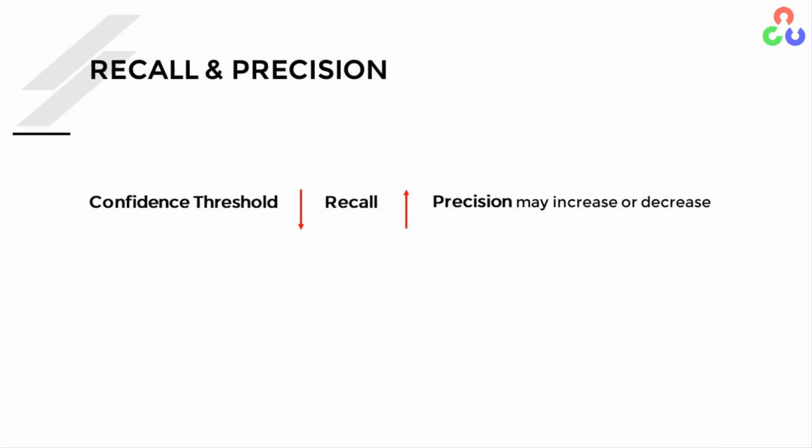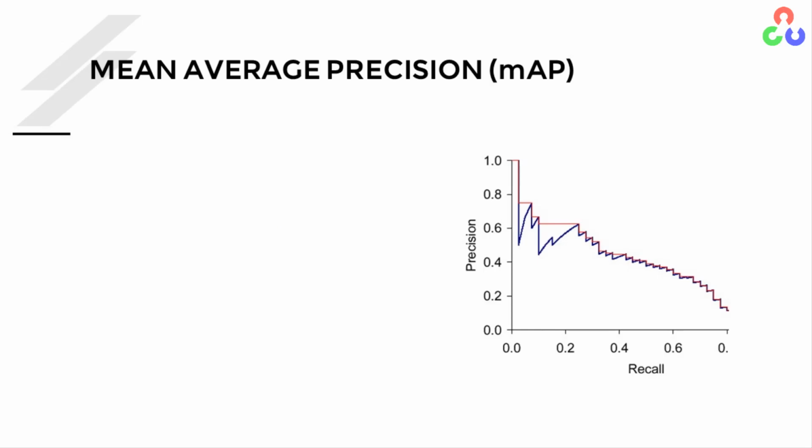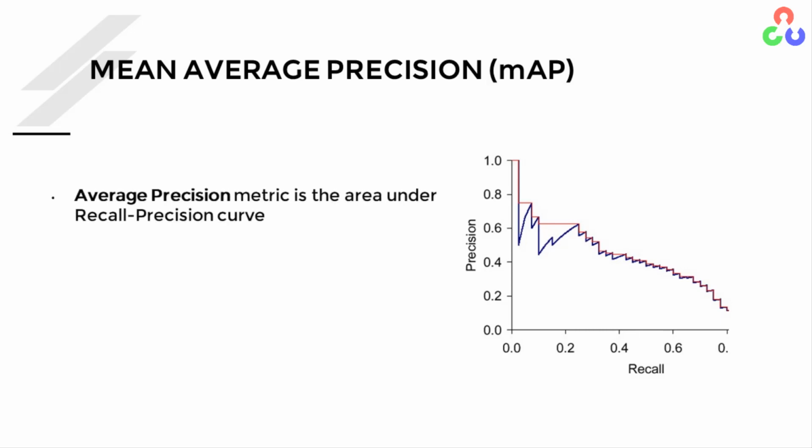Now let's look at the concept of average precision. The recall precision curve itself can be used as a performance metric for object detection algorithms, but it's hard to compare two different detectors using the recall precision curve. We want a metric that is a single numeric value and not a curve. The metric most commonly used in object detection is called average precision, or AP. It is essentially the area under the recall precision curve.